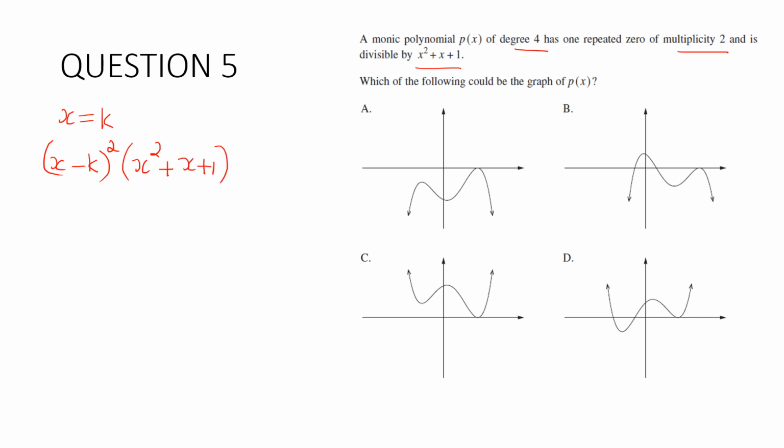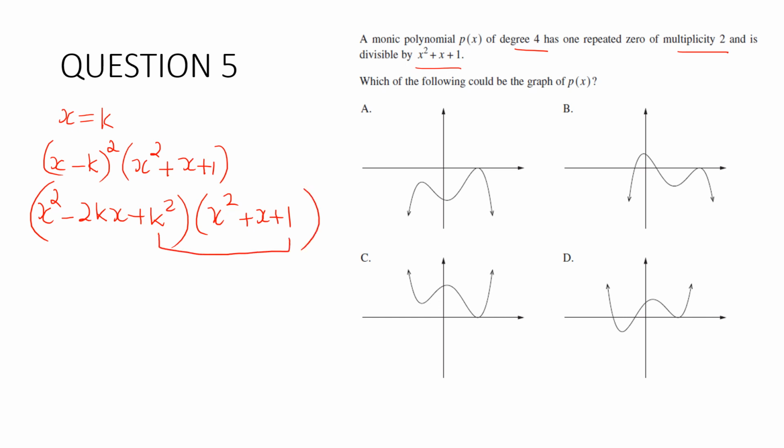Now, if you expand all of that out, what we're going to end up with is x squared minus 2kx plus k squared multiplied by x squared plus x plus 1. Our constant term is going to be k squared times 1, which is positive. So having a look at the y-intercept of all of these options, A is going to be out because we have a negative y-intercept.